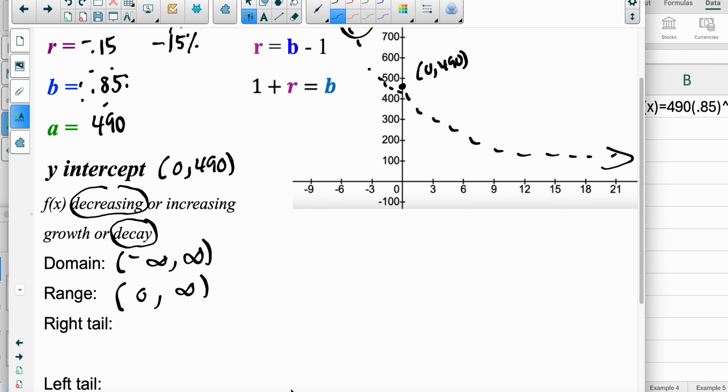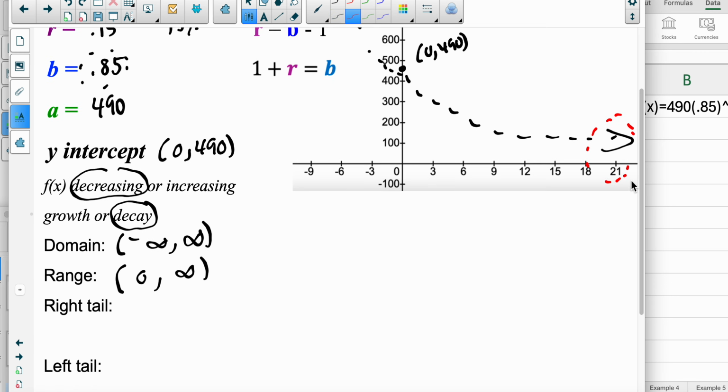So if I want to write my right tail, I'm interested in what happens as my x values get really big. In limit notation, it's the limit as x approaches infinity of f of x. What happens to my y values, or my function values, as x gets bigger? They get closer to 0.